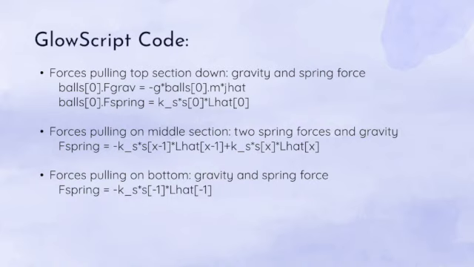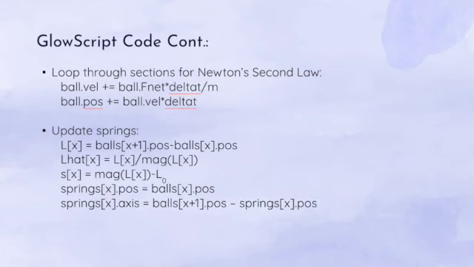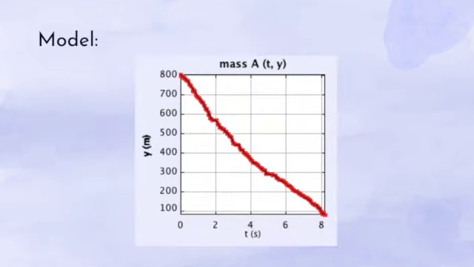Getting into the actual code, we start with the forces that are pulling down the top section, which are gravity and spring force. Then we move to the forces pulling on the middle section, which are the two spring forces and gravity. And then we move to the forces pulling on the bottom, which are gravity and spring force. Next, we'll loop through the sections for Newton's second law and then update the springs. Here is the model that our GlowScript code outputted.